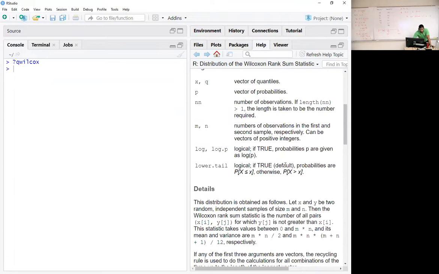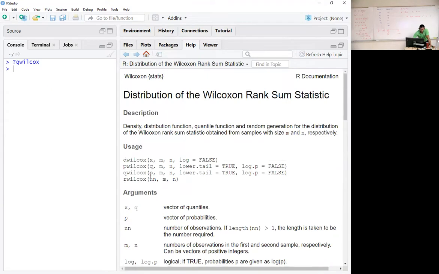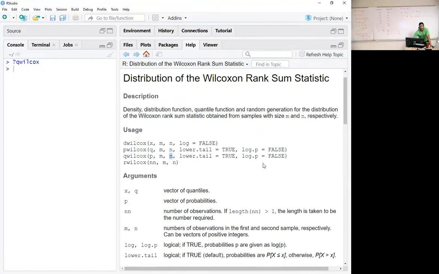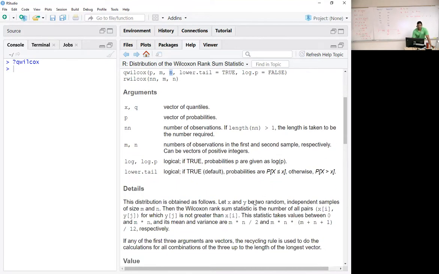I did qwilcox just to demonstrate what the function is about. You've got to put in the percentile that you need. It always gives you the lower tail percent. M followed by n. M is for the first sample, n is for the second, and the first sample is X, the second sample is Y. So we're going to stick with the same thing, m, n. So m in our case is 5, n is 6. So alpha is 0.05.